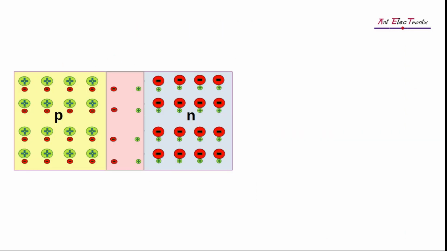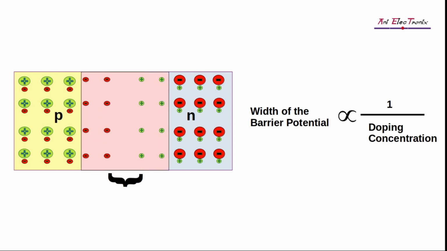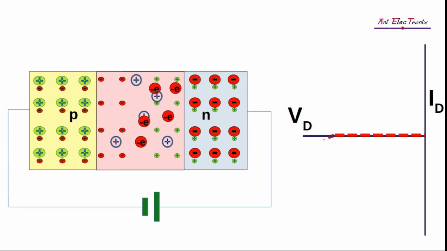The reason is very simple. From the junction voltage equation, we can derive that the width of the barrier potential is inversely proportional to the doping concentration. As a result, a normal PN junction diode will have a wide width. In this interpretation, fewer charge carriers cross the junction and produce less current, and the voltage cannot be constant for the small flow of current.